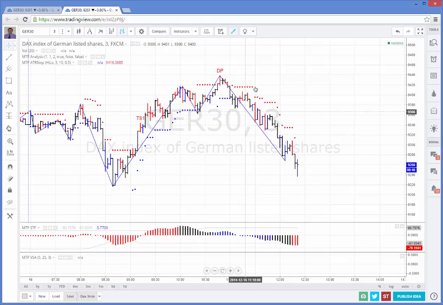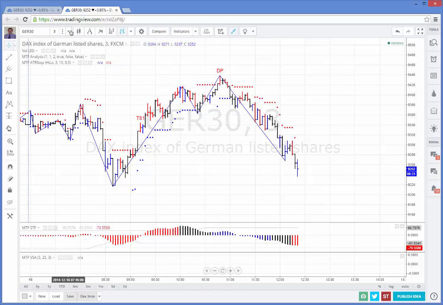And I want to show you a good example here on our 3-minute chart of the DAX. You can see that we had a DP sell here, which was actually catching the high of the day so far, but it was against the blue STF. So was there any way that the more experienced MTPredictor user could look to take this trade setup?